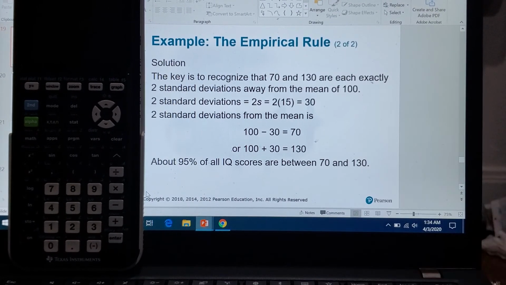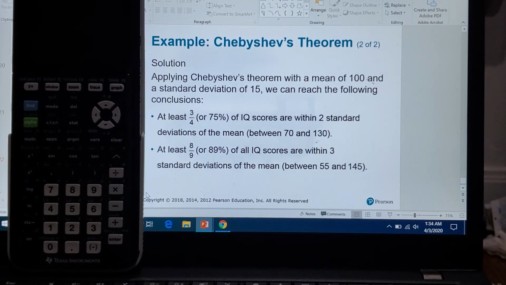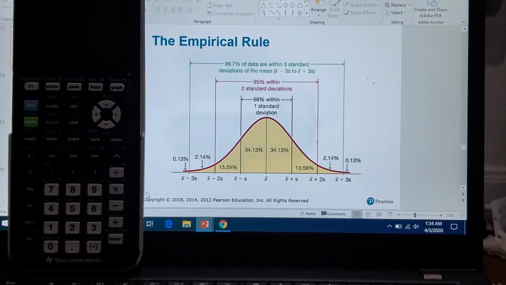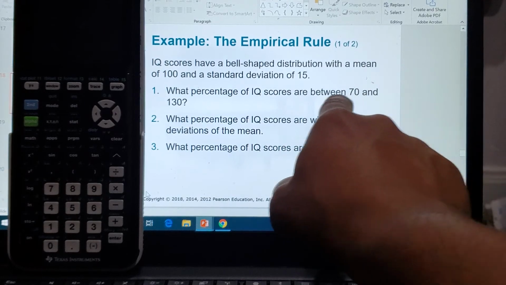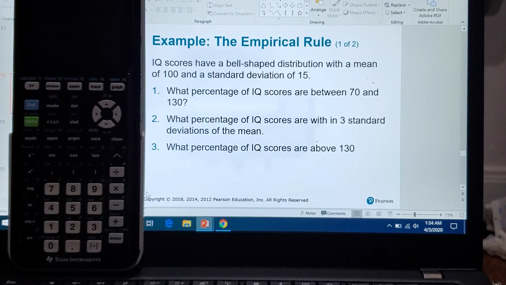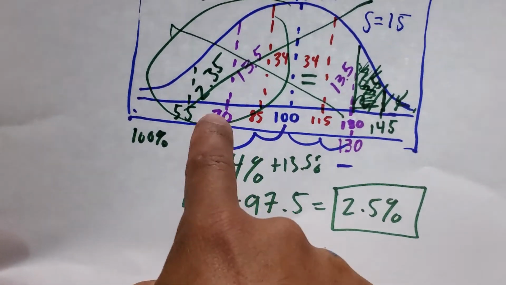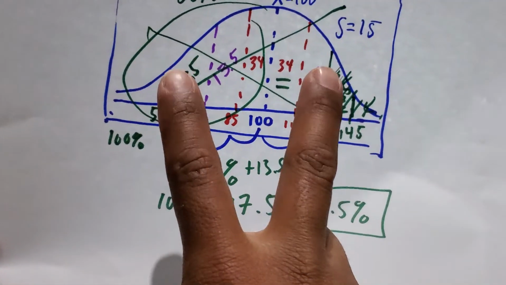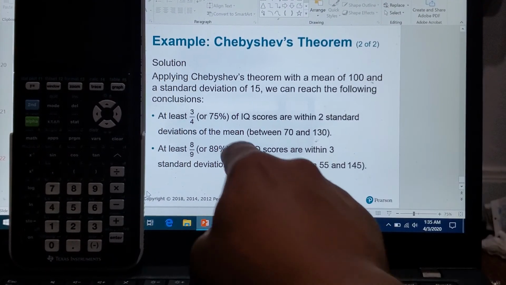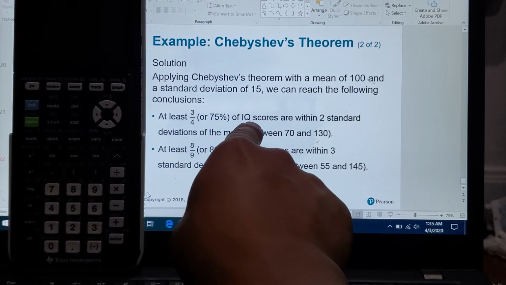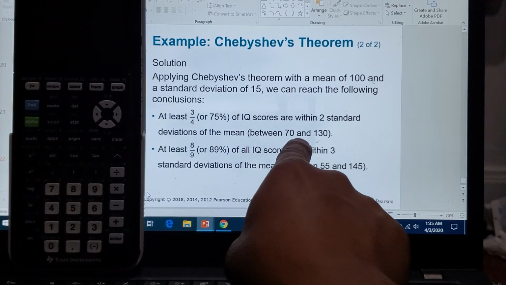If you're using Chebyshev's theorem to answer this question, what percent of IQ scores are between 70 and 130? Between 70 and 130, that represented 1, 2 above and 1, 2 below, so 2 standard deviations from the mean. So that means at least 75% of IQ scores are within 2 standard deviations of the mean, between 70 and 130.